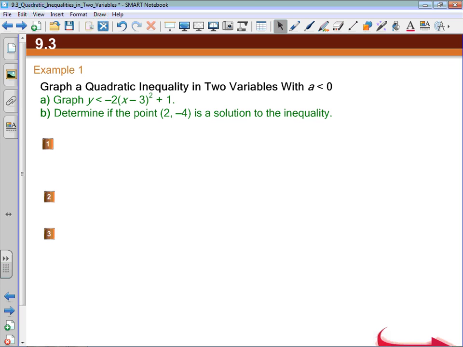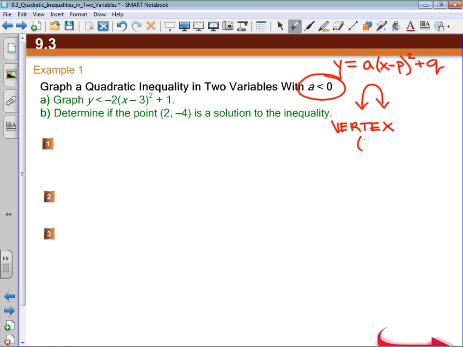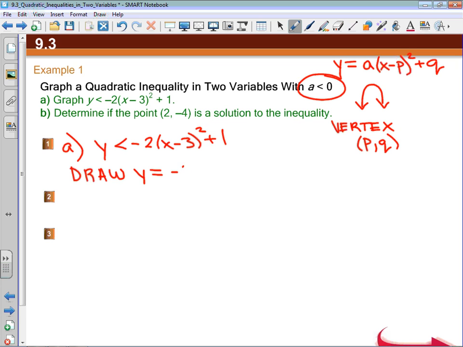I just do want to remind you, this is some of the chapter 3, that if we look at a parabola in our vertex form, then if a is less than 0, we know that this parabola opens down. The other pretty important concept that's creeping in here from chapter 3 is our vertex is always at p comma q. And I know that this question doesn't ask for it, but if I look at the graph of y is less than -2 times x minus 3 squared plus 1, the first thing that I'm going to do is draw y equals -2 times x minus 3 squared plus 1 with a dotted line.